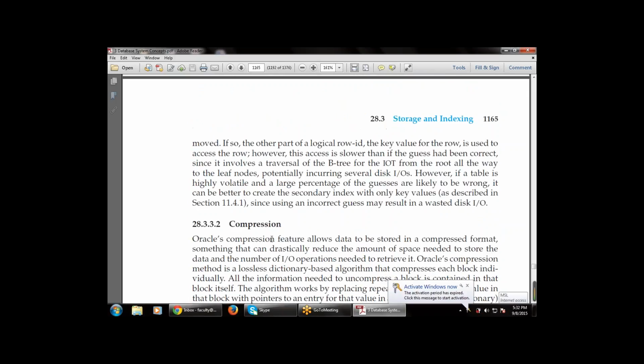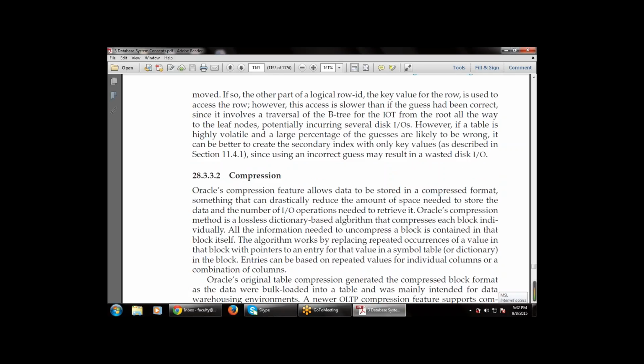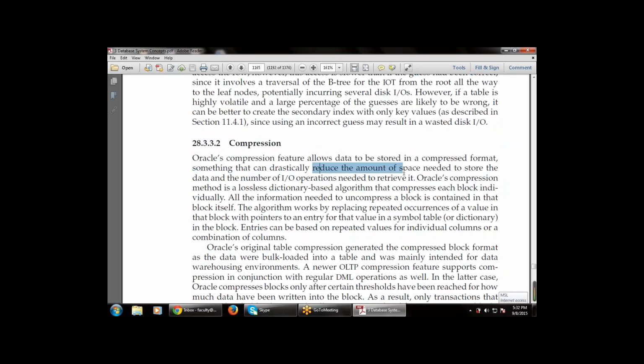And next is the compression. Oracle also provides a compression technique, that is, how to compress the data and how to make the data available, used with the various transactions. Oracle provides a feature where data is stored in the compressed format, which can drastically reduce the amount of space needed to store the data.